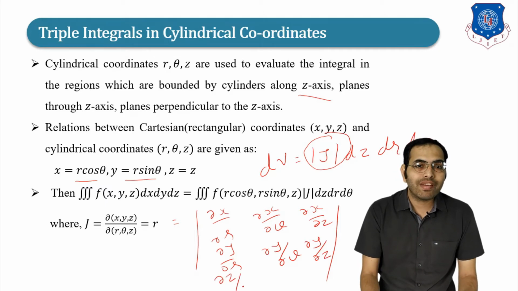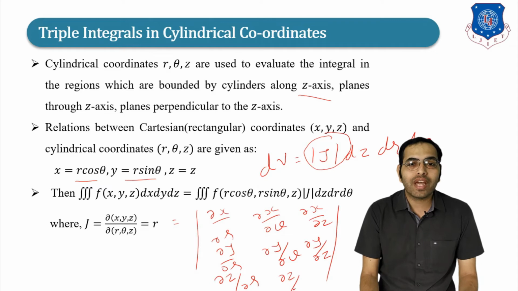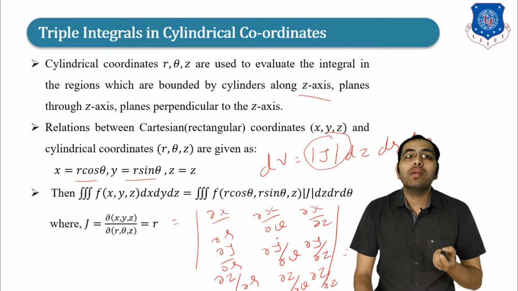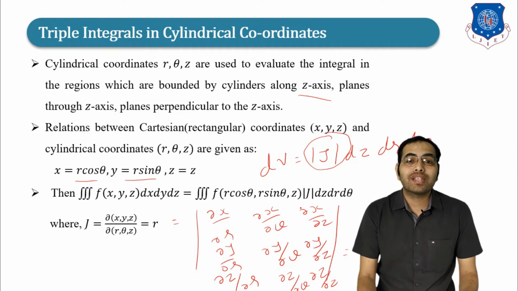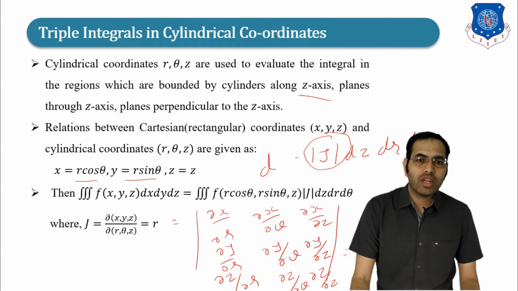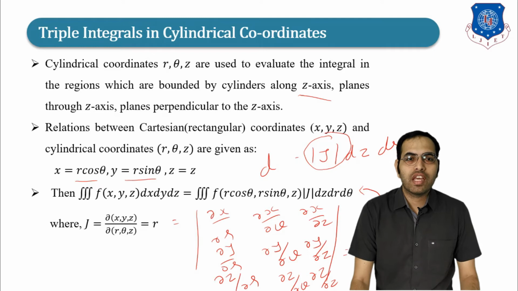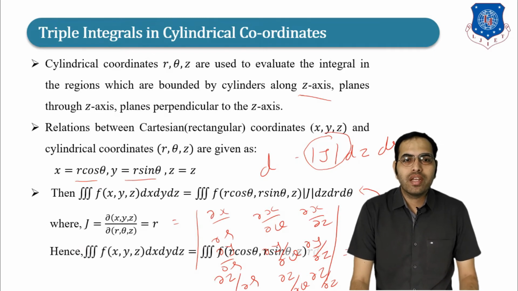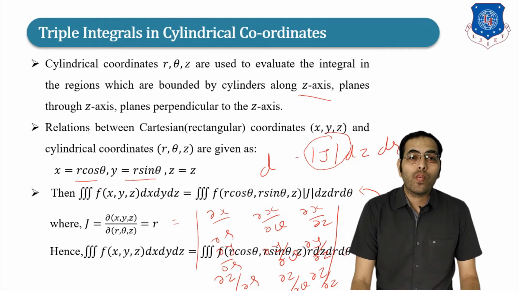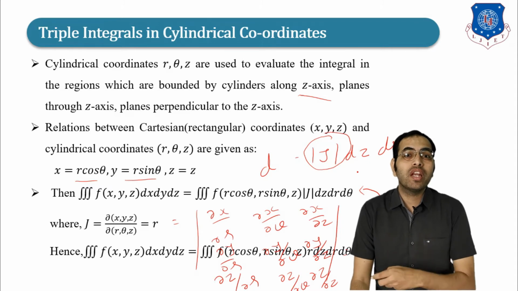Similarly in the third row, derivative of z with respect to r, derivative of z with respect to theta, and derivative of z with respect to z. Expanding this determinant gives you r, which is already learned in the application of partial differentiation. Now substituting this value in this equation, triple integral f of x y z dx dy dz equals triple integral f of r cos theta, r sin theta, z into r dz dr d theta. Here we have to convert Cartesian to the cylindrical coordinate system.